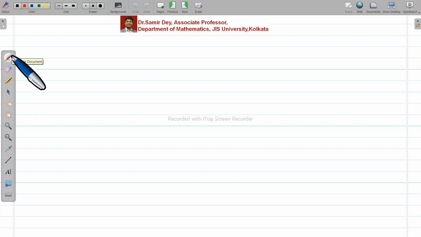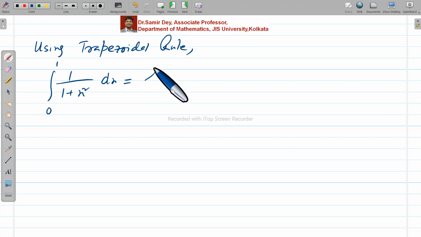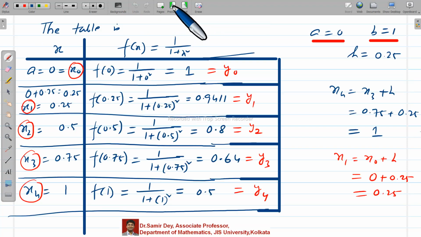Now come to the next. So please write down, using trapezoidal rule, your given question, that is integral 0 to 1, 1 by 1 plus x square into dx. Then you write down h by 2. Now you write down from the table what is your starting point, what is your ending point.